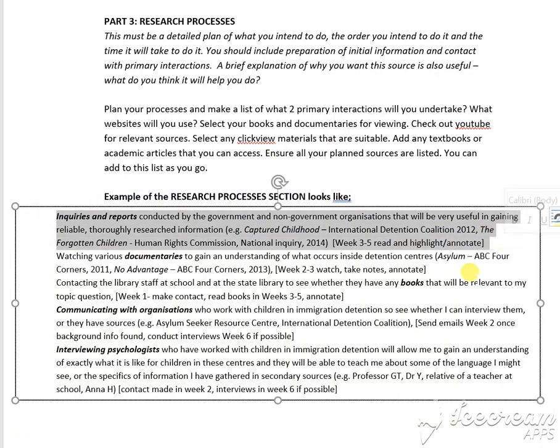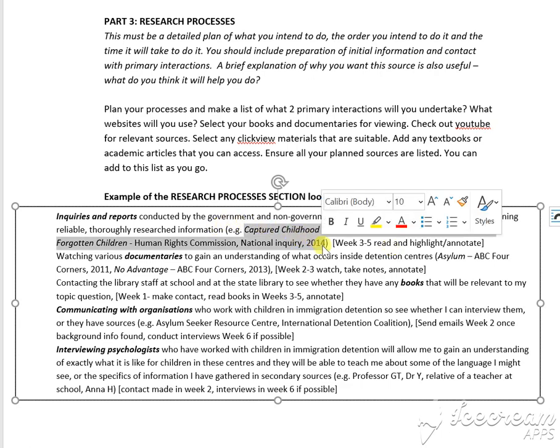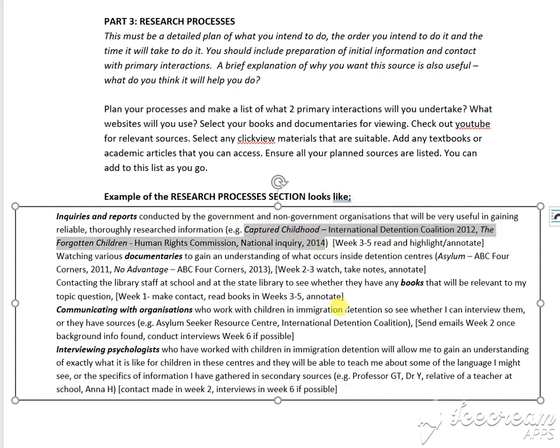Now, what you'll see here is we've got inquiries and reports conducted by the government and non-government organisations. That's the type of source that they're using, and the process is actually figuring out the information from them, and they're telling us why it's going to be useful. That's really important. They then give examples, even more important. They're not just talking the talk, they're walking the walk. And then beyond that, they actually start to map this out, okay?